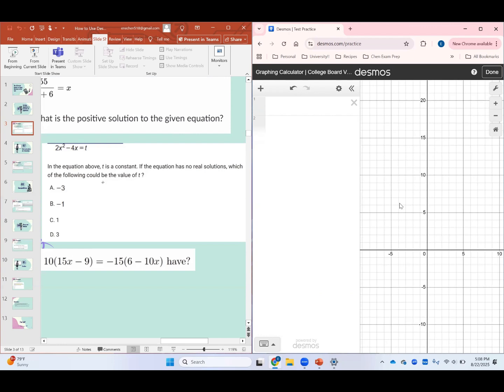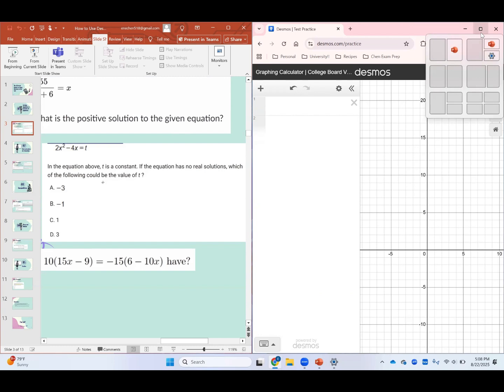So when I type an equation in, it's not going to show up. And that's what no real solutions means. Okay? Sometimes it means that it will not cross the x-axis. Sometimes it means that it just doesn't appear.